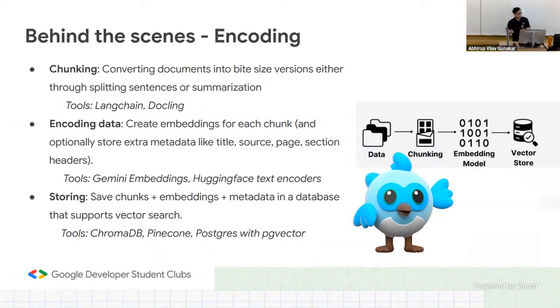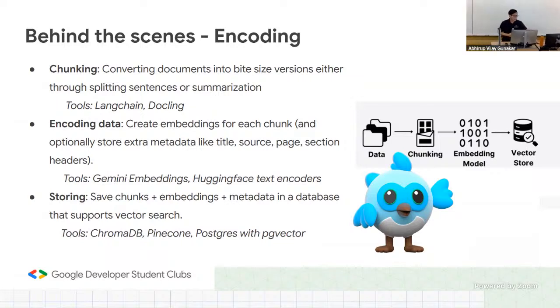You would then encode the data using another machine learning model, a text encoder specifically, to convert all of those text data into vector embeddings so that the machine can understand and do comparison. You can also store extra info, metadata like title, source, page, section headers, to provide you a way to evaluate how correct the model's retrieval is.